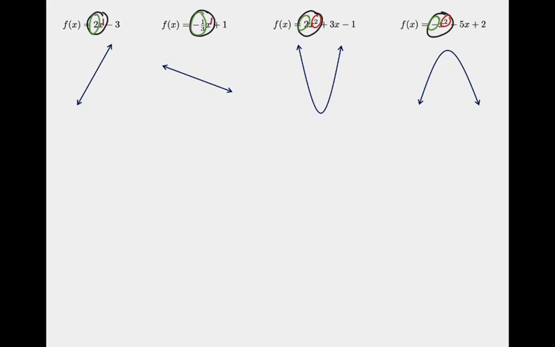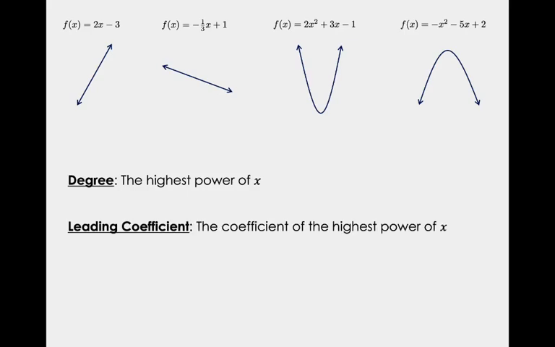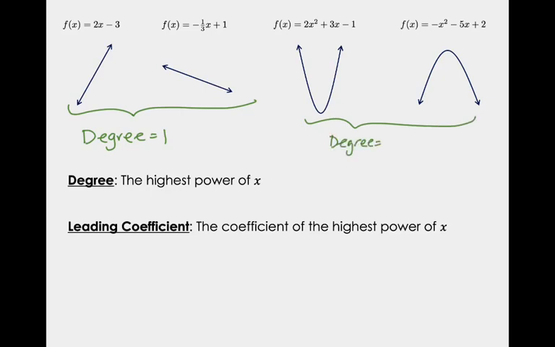Okay, so it turns out that those two things are very important when graphing polynomials. The highest exponent, the highest power that you see, we call that the degree. Then the leading coefficient: the highest power of x is called the degree, and the coefficient of the highest power of x is called the leading coefficient. So all lines are what we call degree 1 polynomials, and all quadratics are degree 2.